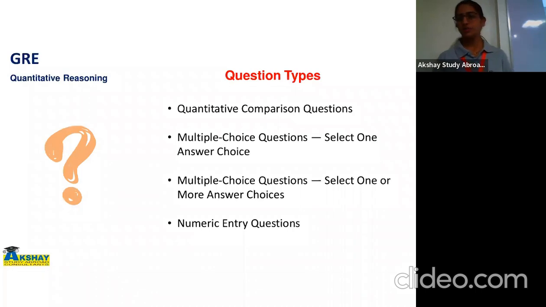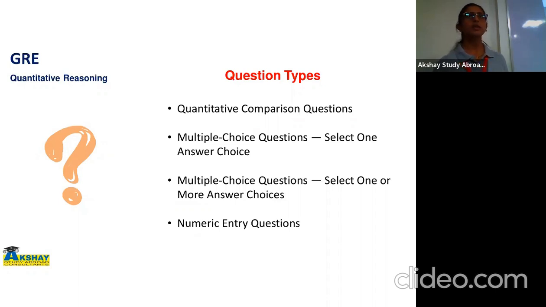Now, different question types in GRE Quant. First type is the quantitative comparison question. Second is the multiple choice question, in which you have to select one answer choice from the 5 options given. Then multiple choice questions in which you select one or more answer choices. You have to select all correct answer choices. If you select 2 correct answer choices, but in actual that question has 3 correct answers, you will not get any point for that selection.